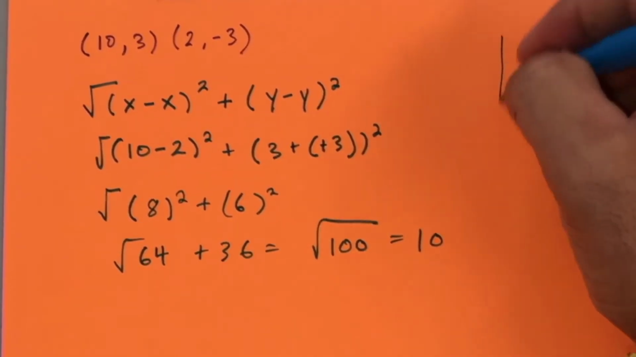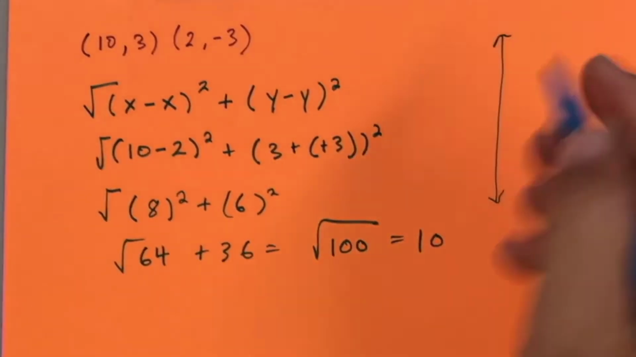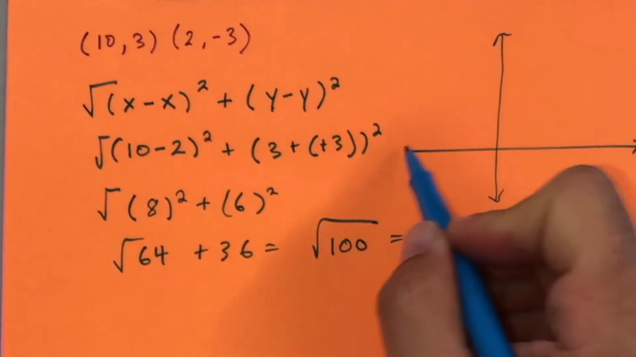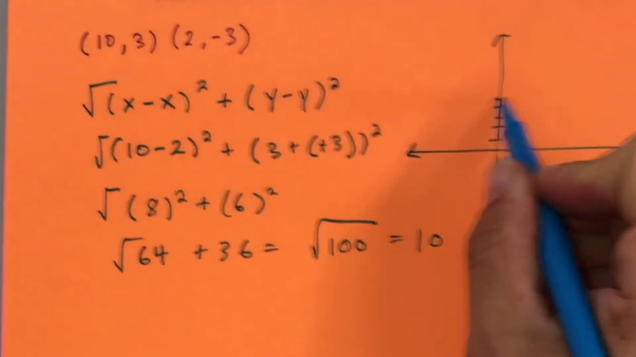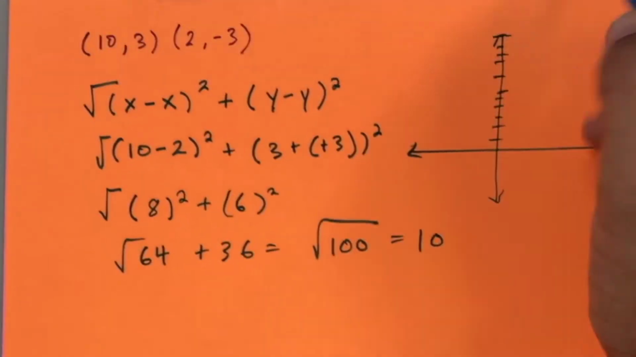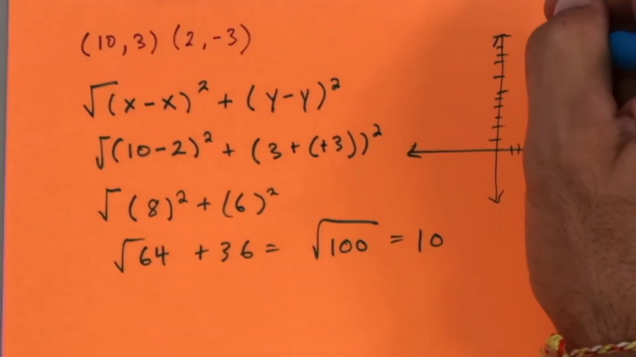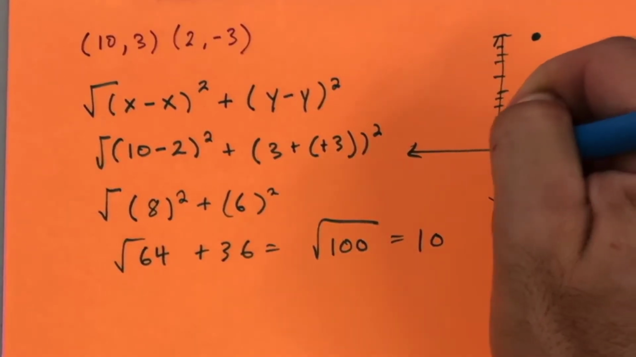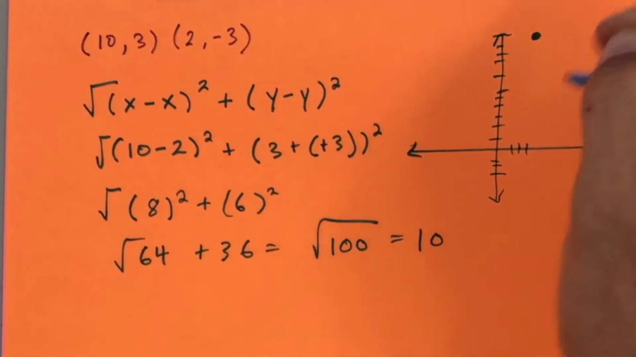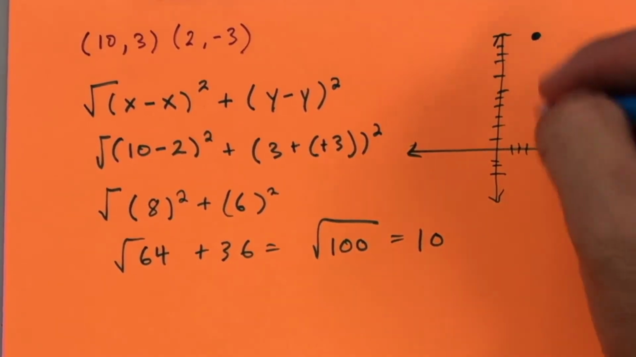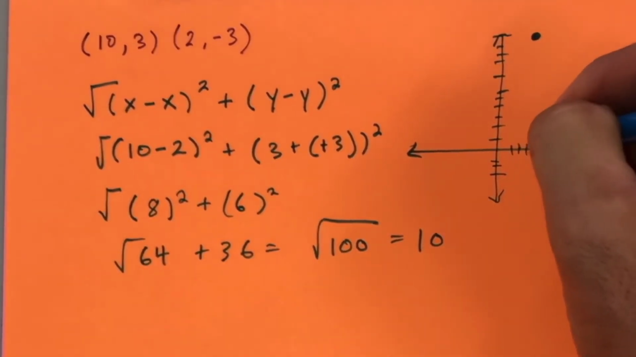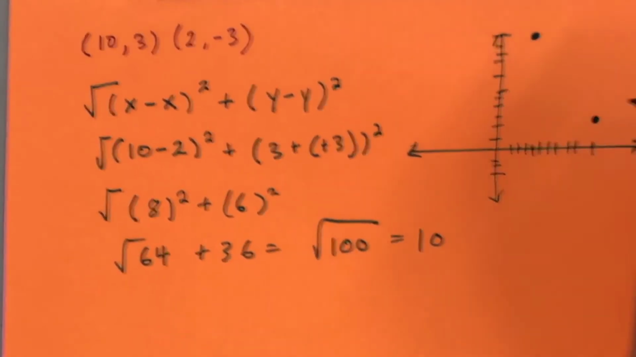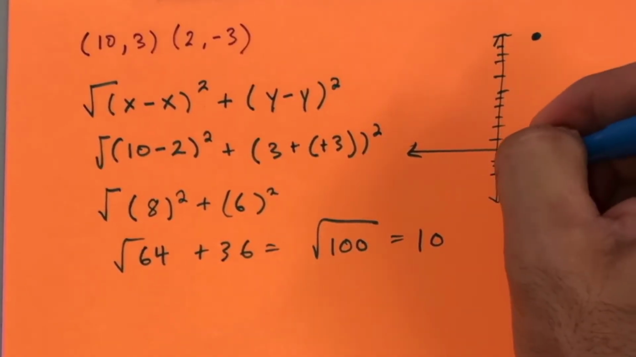And if I were to just graph that to show you guys, we had 10 and 3, 1, 2, 3, 4, 5, 6, 7, 8, 9, 10, 10 and 3 here, and then my 2 and -3 here. Actually, this should be 4, 5, 6, 7, 8, 9, 10 here. 10 and 3 should be here. And then my 2 and -3 would be here.